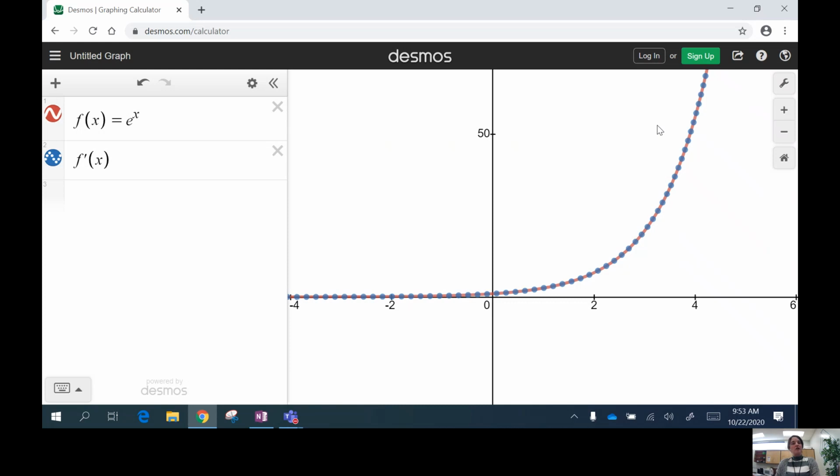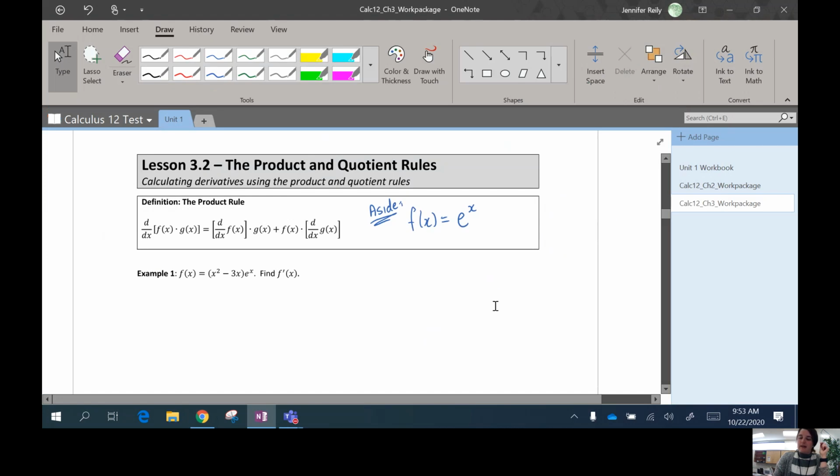They're actually identical functions. So this is the only function this happens for. The derivative of e to the x is e to the x. So the slope of any point on the curve e to the x, the slope of the tangent line, is the exact same as the function value at that point. So this is the only function that works like this. So it's really cool, e to the x. Okay, so that's going to pop up in a couple of examples, and it'll pop up in your assignments too.